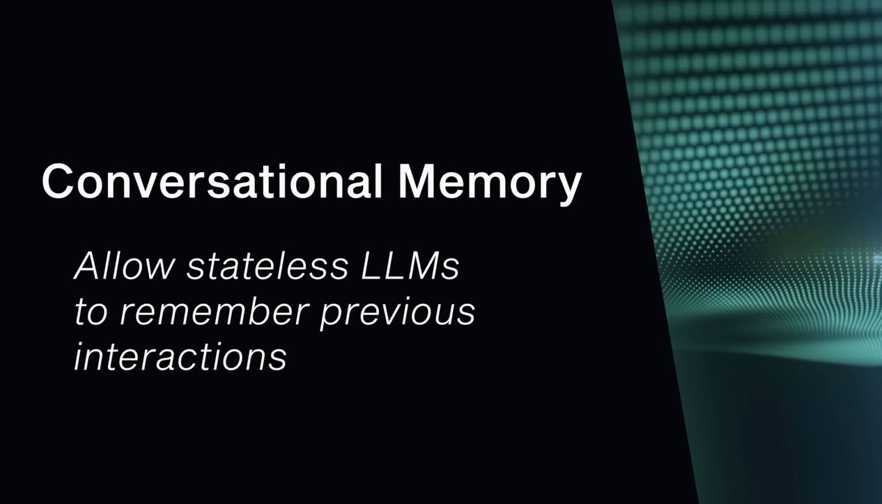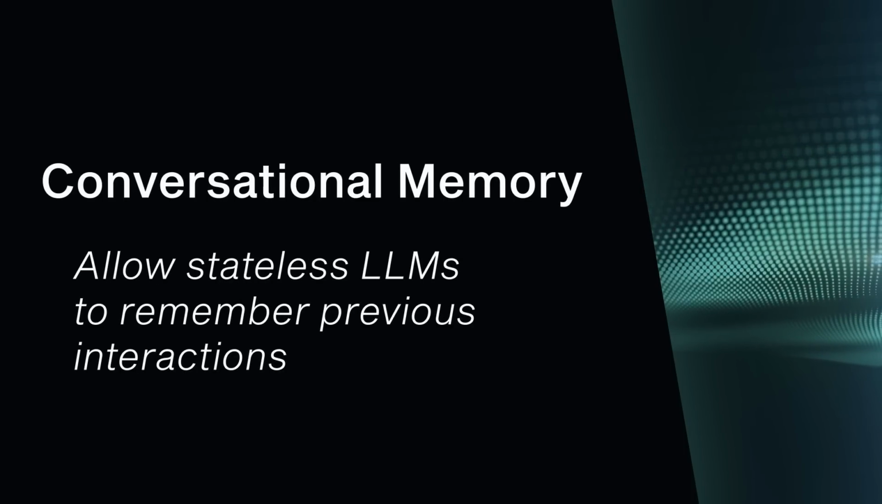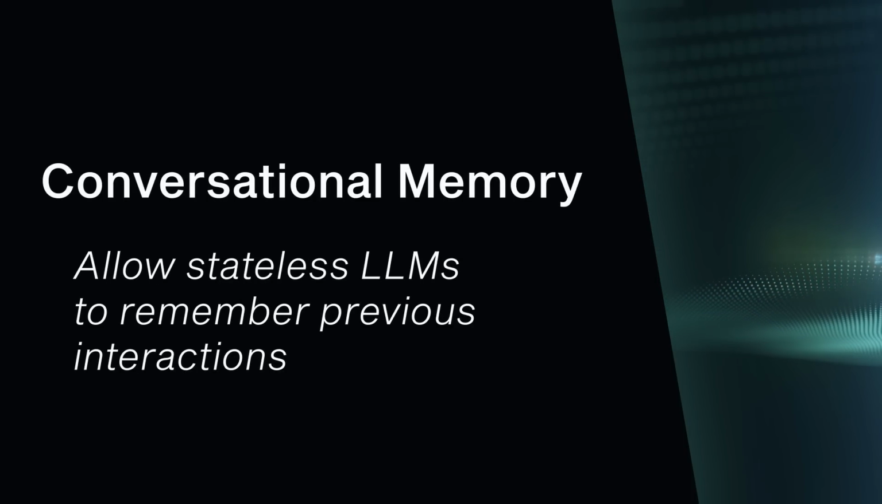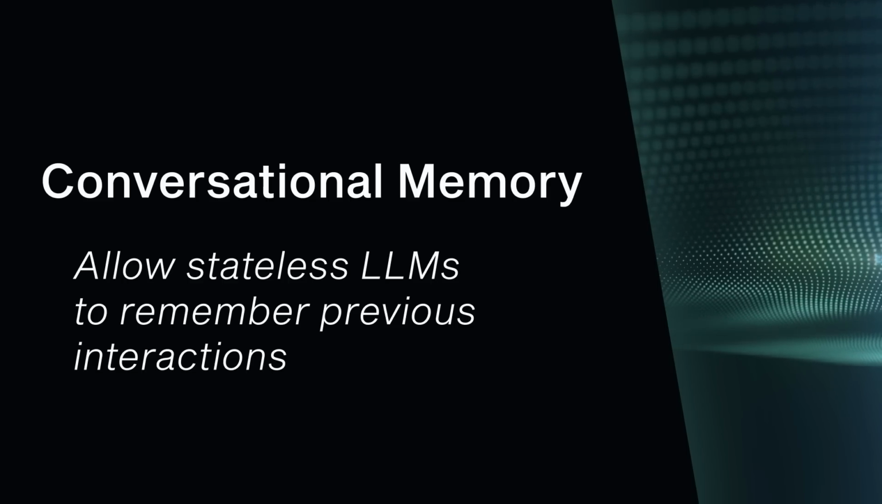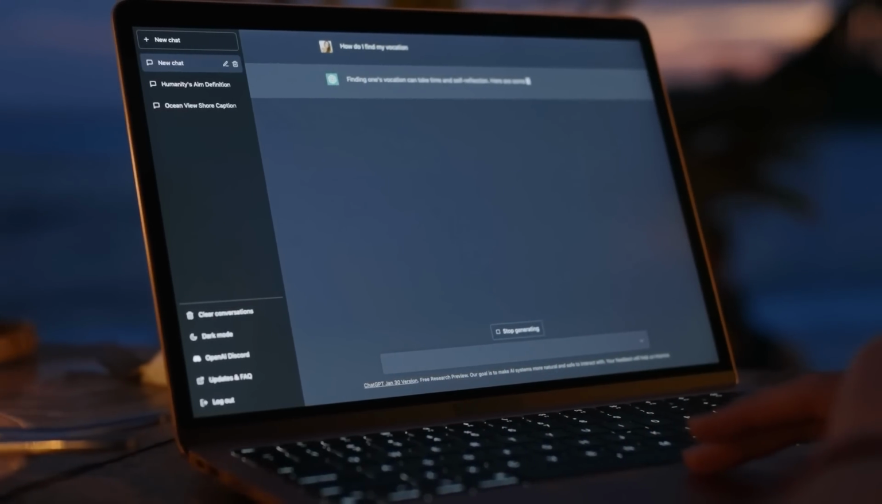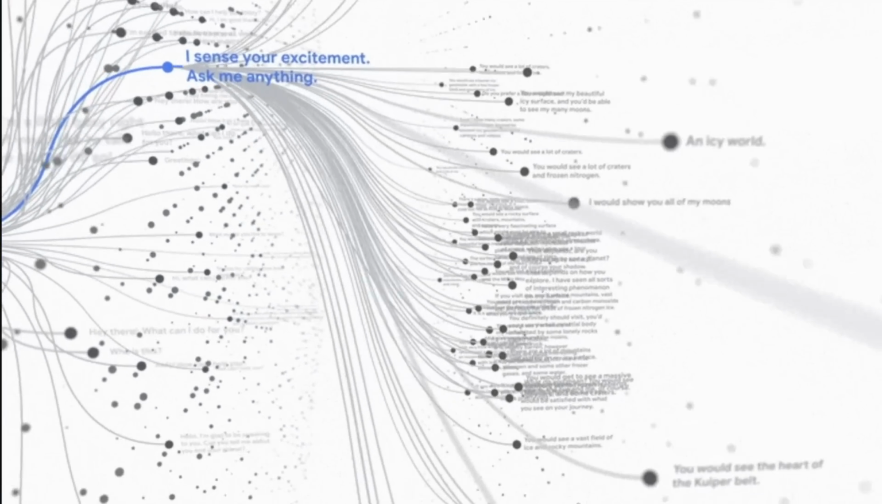And conversational memory is how we allow a large language model or other type of language model to remember those previous interactions. It is the type of memory that we would see in chatbots like OpenAI's Chat-GPT or Google's LaMDA. Without conversational memory, we would not be able to have a coherent conversation with any of these chatbots.